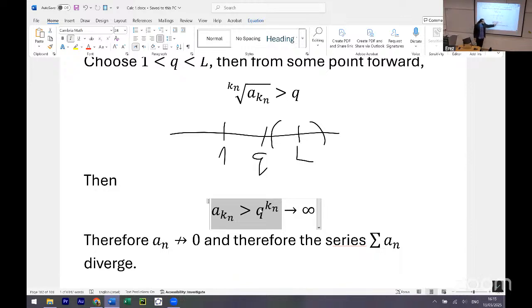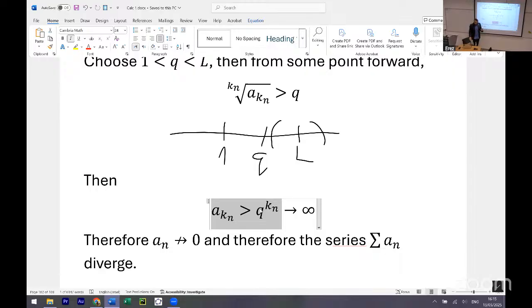And what is this series? What's q to the power of n? We have a name for it. What's the series of q to the power of n? What sequence is that? The geometric one, yeah. So both the ratio test and the root test have to do with the comparison to the geometric series.